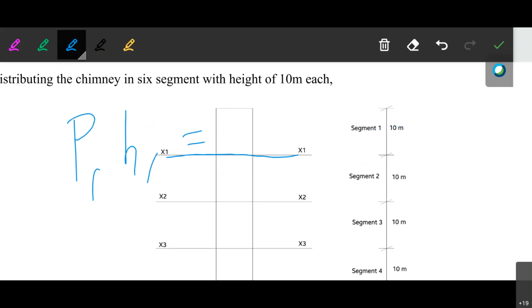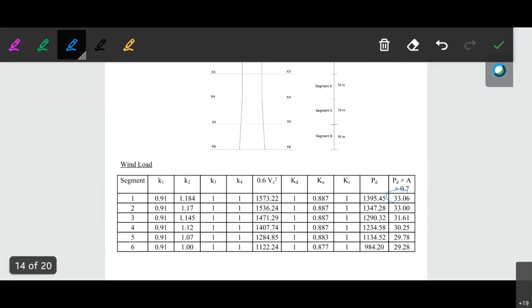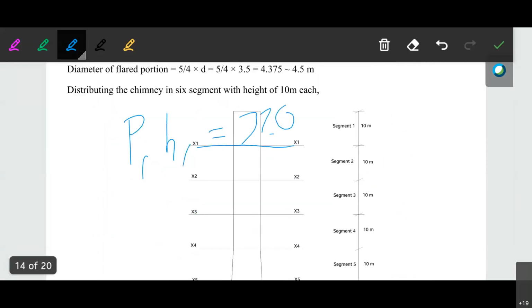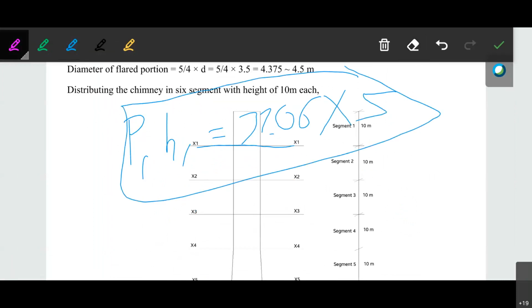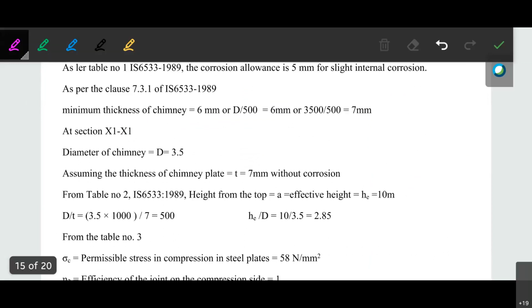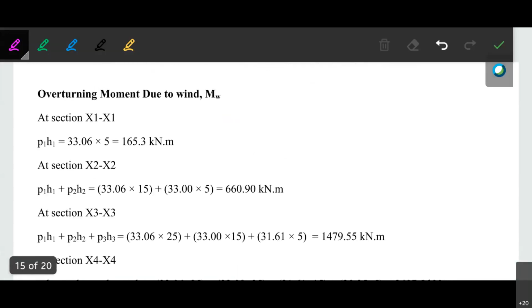The value of P1 is 33.06. So 33.06 multiplied by the distance, that is 5 meter. Therefore at section x1, the overturning moment due to the wind, MW, will be equal to 33.06 multiplied by 5, that is the distance of the particular section.